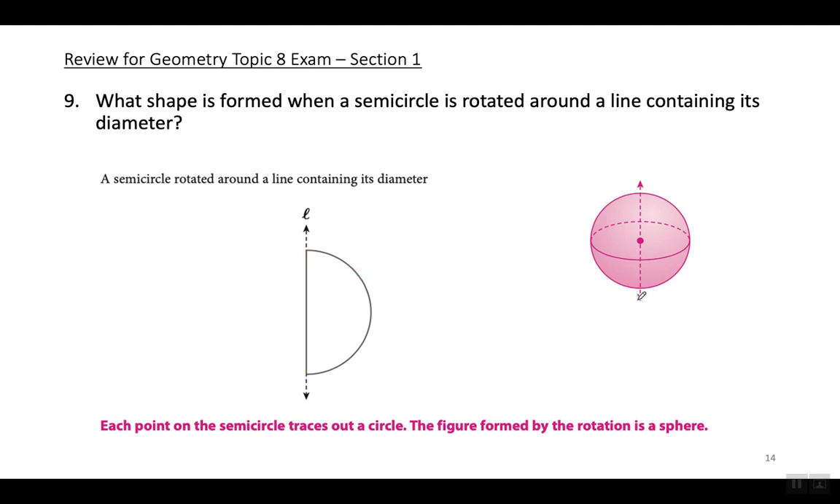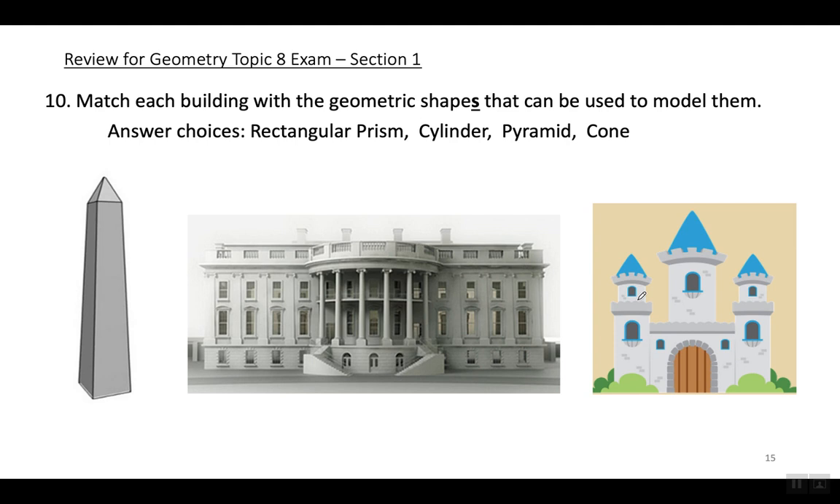All right, but I'll bet anything there'll be people getting this wrong. Trust me on that. Let's look at number 10. Match each building with the geometric shapes that can be used to model them. I want to point out the letter S there. I put it in bold and underlined it. Shapes, plural. That means there's more than one answer for each picture. Make sure you realize that on the test.